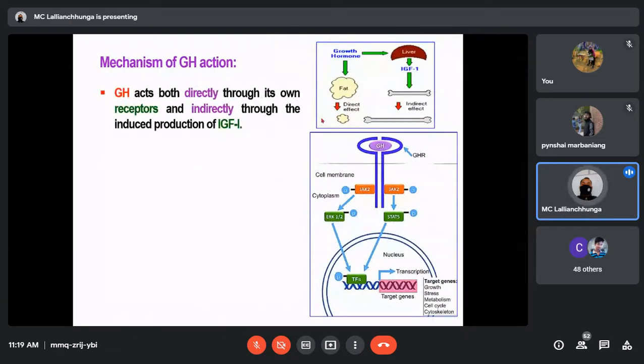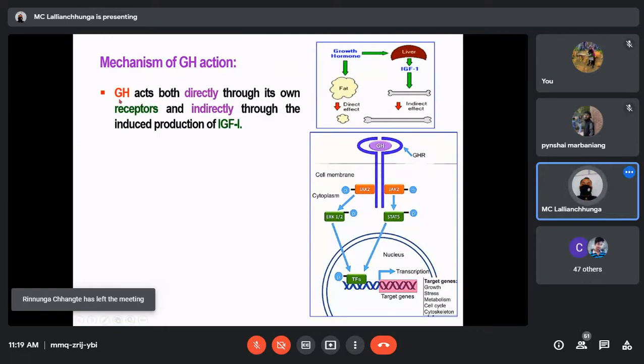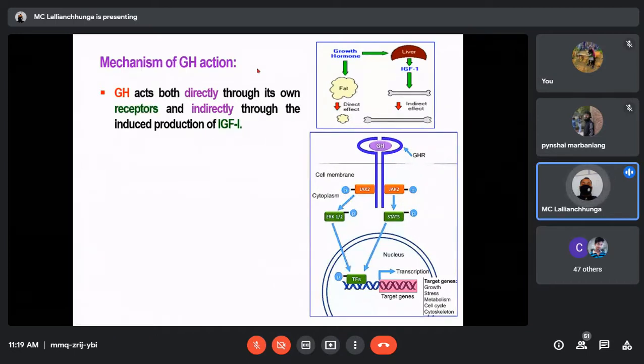So, the mechanism of action. I've already told you, but we'll repeat something. Growth hormone acts both directly through its own receptor and indirectly through the induced production of IGF-1. Just now I told you that IGF-1 is very important for the growth promoting action of GH. That is indirect.